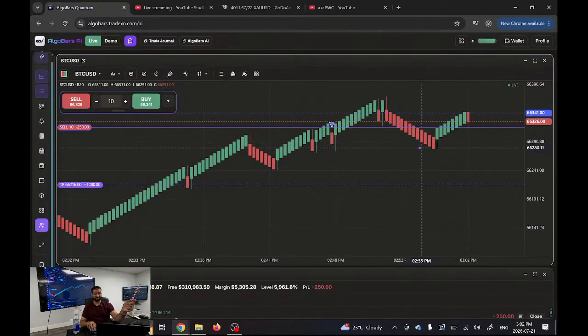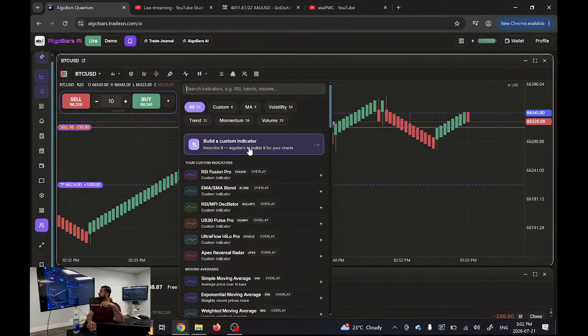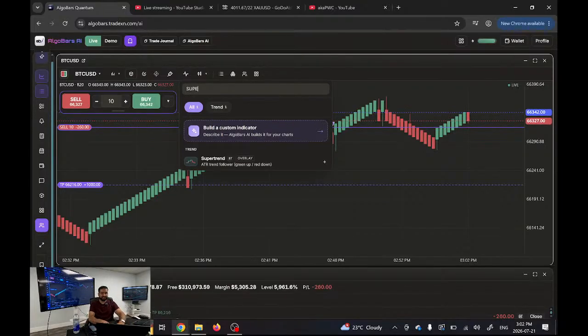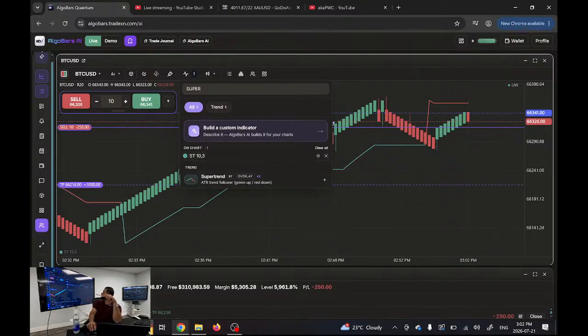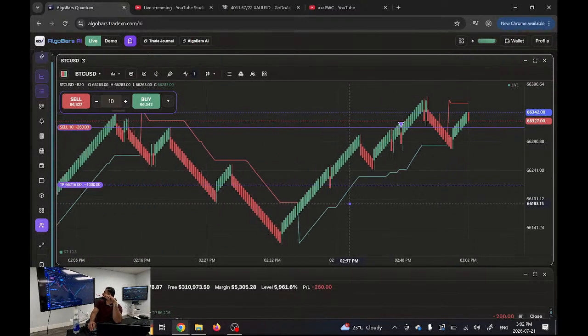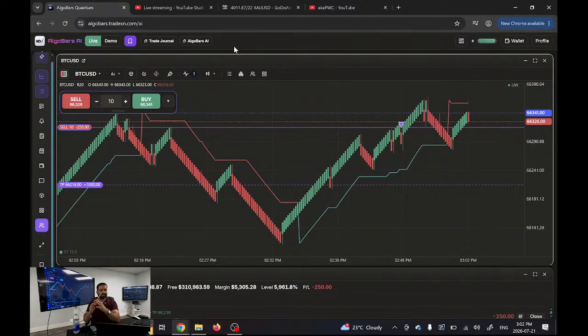I think I missed your question earlier, so let me answer your question. The one indicator that I would suggest for range bars is the super trend, okay? So let me search super, there's the super trend right there. All right, so now I've added the super trend indicator to my chart. Let me explain to you guys how the super trend works, okay?